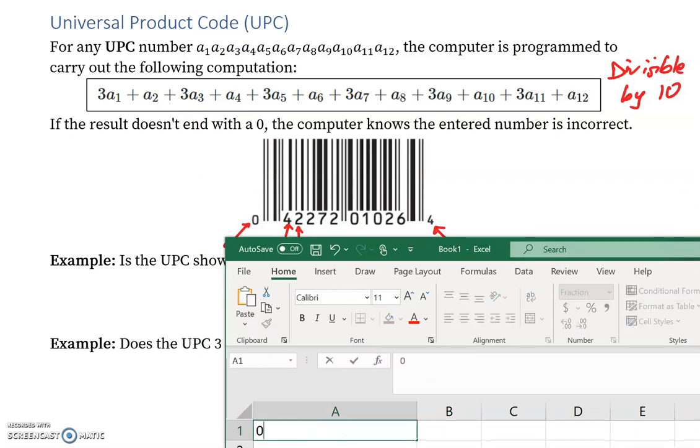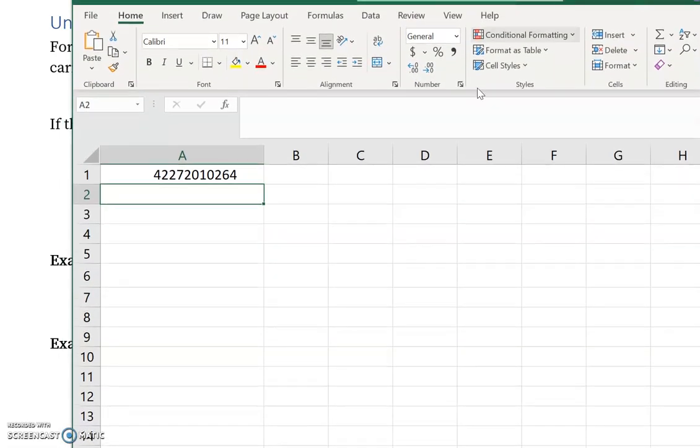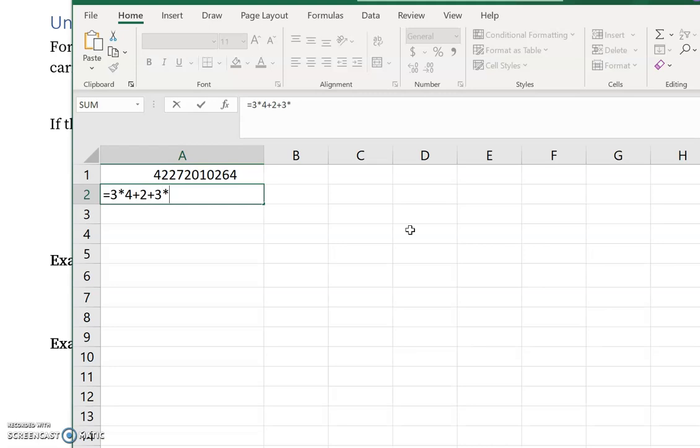So the number that we have, 042272 010264. Right? So it should be a 12-digit number, so make sure to include the little 0 at the beginning, the little 4 at the end. And now we're going to say, okay, what should happen, right? We should alternate back and forth. So I'm going to have a sum here. So I'm going to do 3 times the first number, so that's 4. And then we're just going to leave the second number, 2, plus 3 times the third number, which happens to be 2. And then we're just going to include the fourth number.